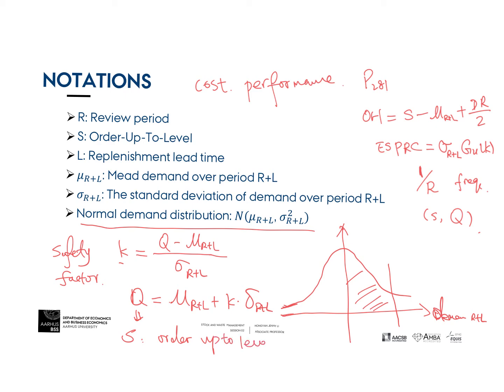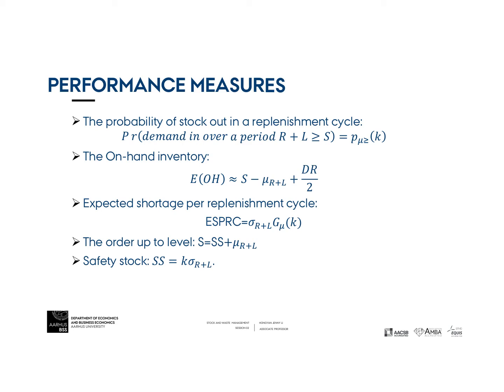I already tried to explain what the average on-hand inventory and the shortage are. Here we also know the probability of a stock out in a single replenishment cycle is based on the normal distribution. All we see is the probability of the demand in this period being equal to or greater than your order-up-to level, which is our new P function.